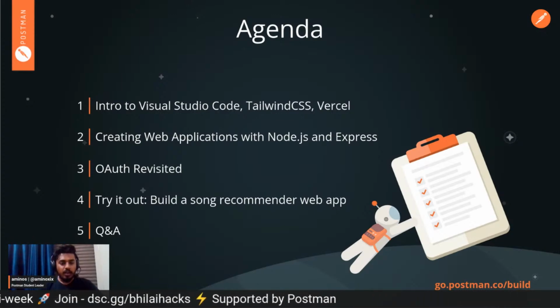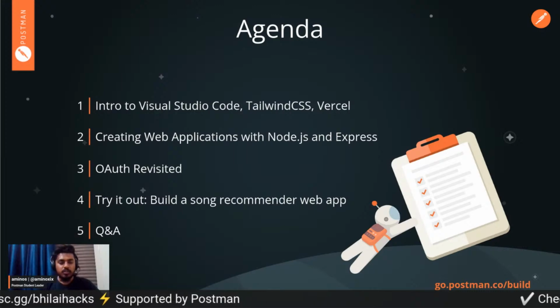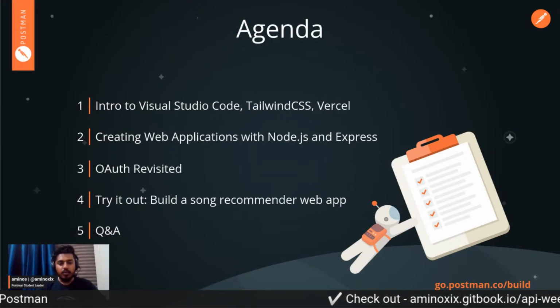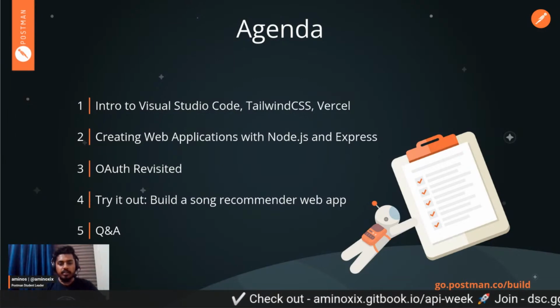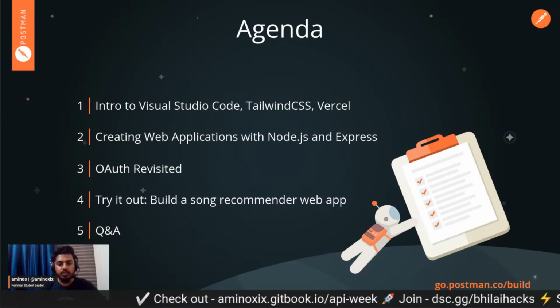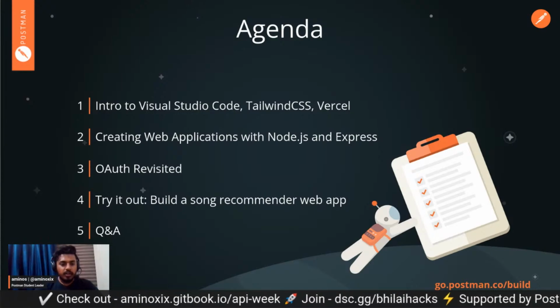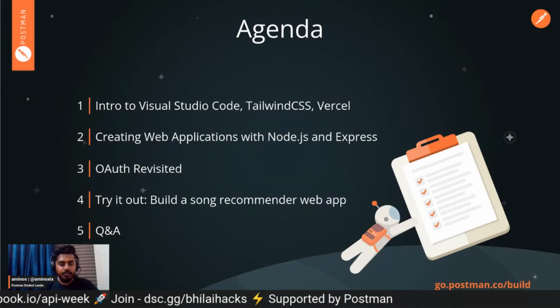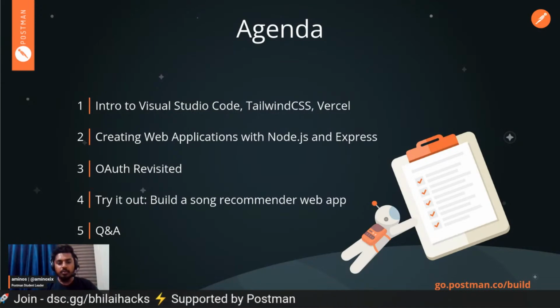And OAuth. I think you already heard about OAuth in the API 101 and 102 sessions. So this is the time to really break it out through our application. Now we are going to try it out on the song recommender and then the QA panel.